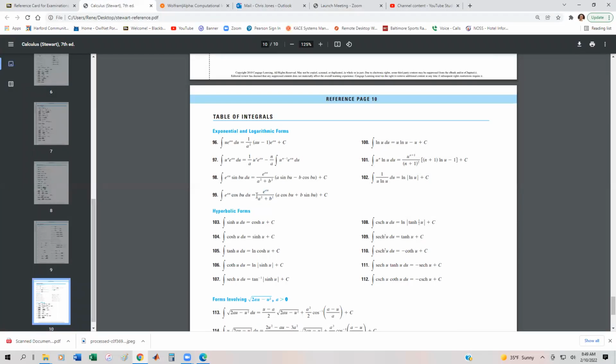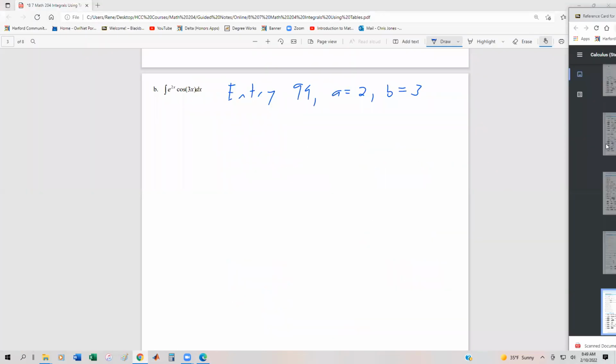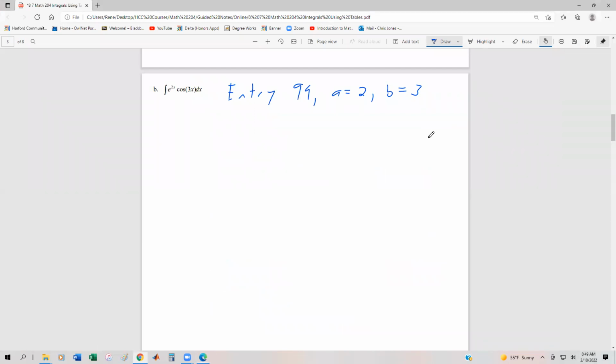And we're just going to plug it right in here. I'm going to pull this off to the side and copy it over. So our integral is going to be equal to e to the ax, so it's going to be e to the 2x, divided by a squared plus b squared. So it's going to be 2 squared plus 3 squared. Certainly you could write that as 13 if you wanted to.